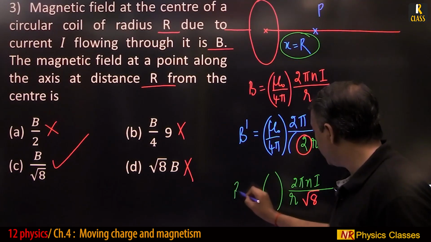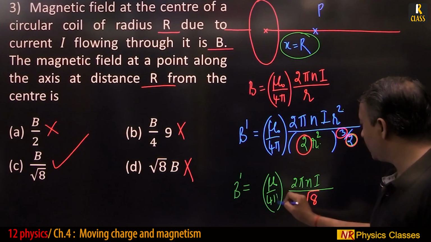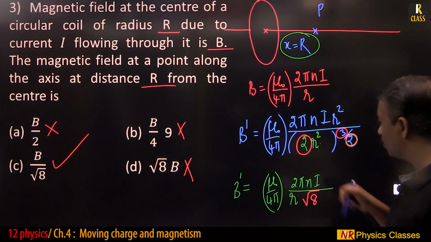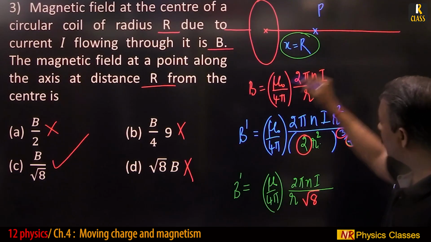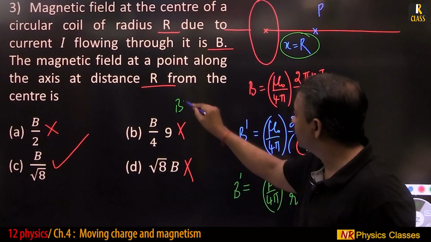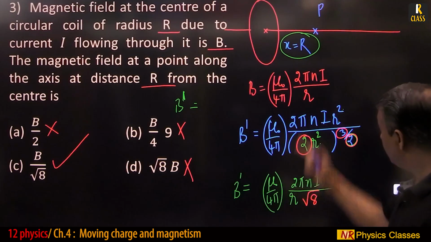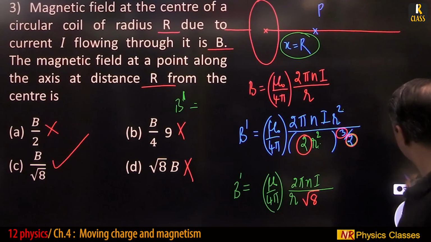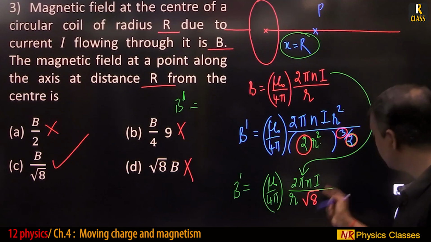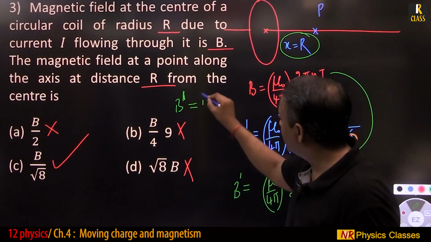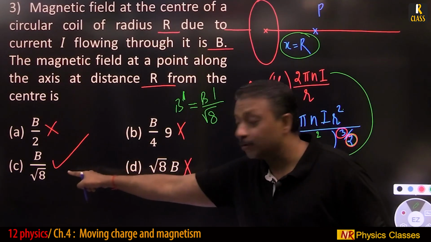Now this is B dash. Observe constant 2 pi Ni by R into root 8. With respect to this, this is extra. Means we can write B dash. This B dash is B times 1 by root 8, B by root 8. That's why I chose this.